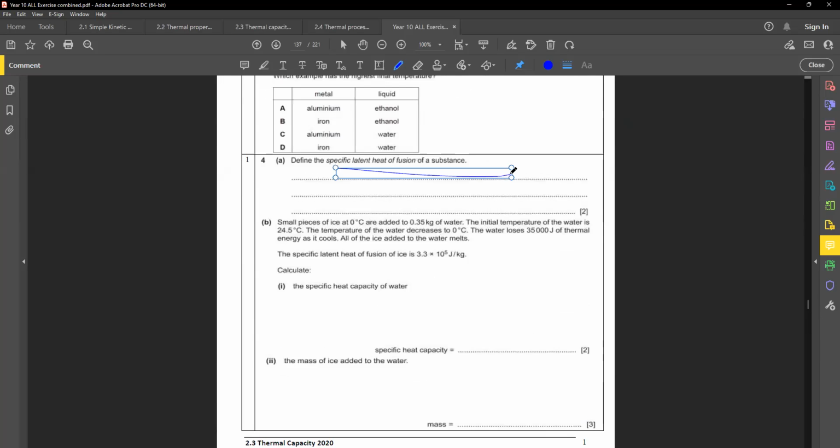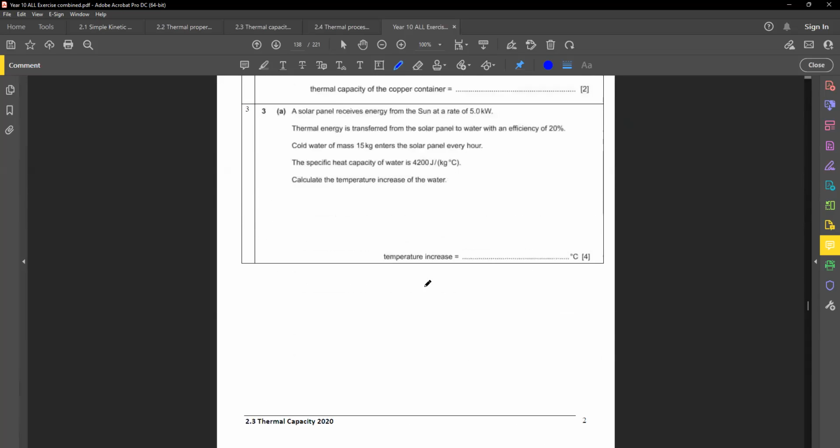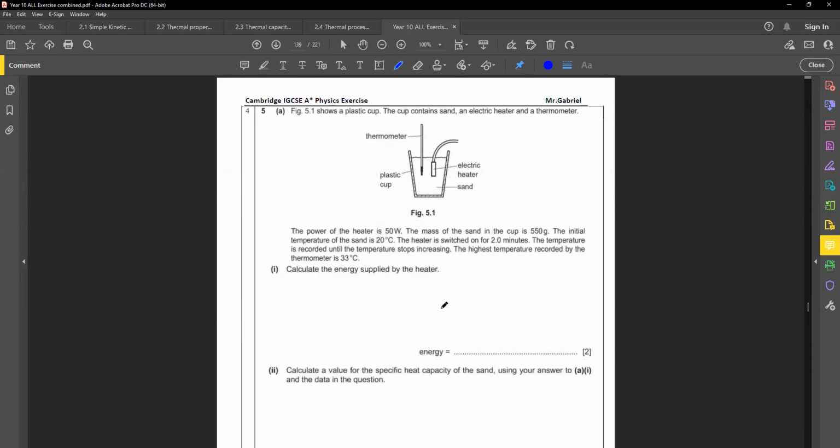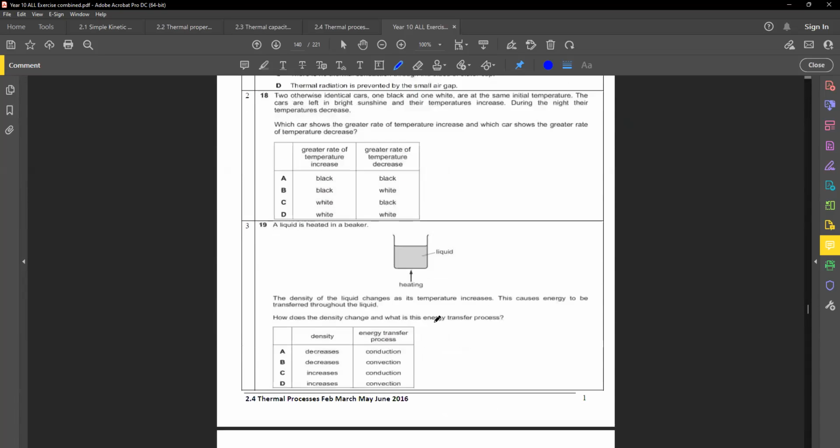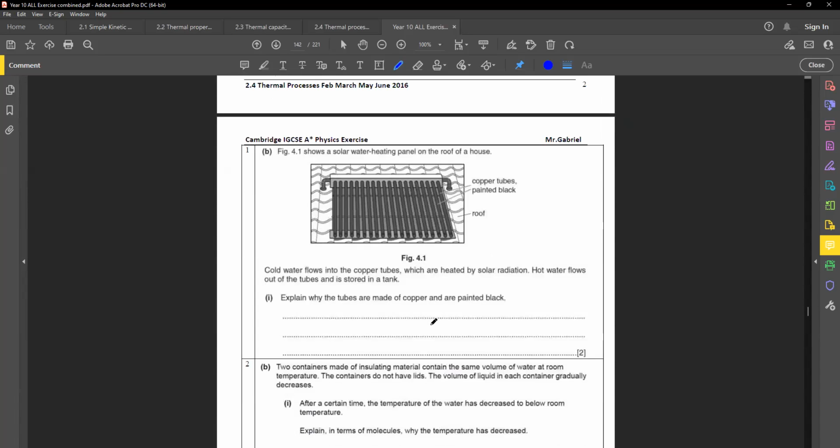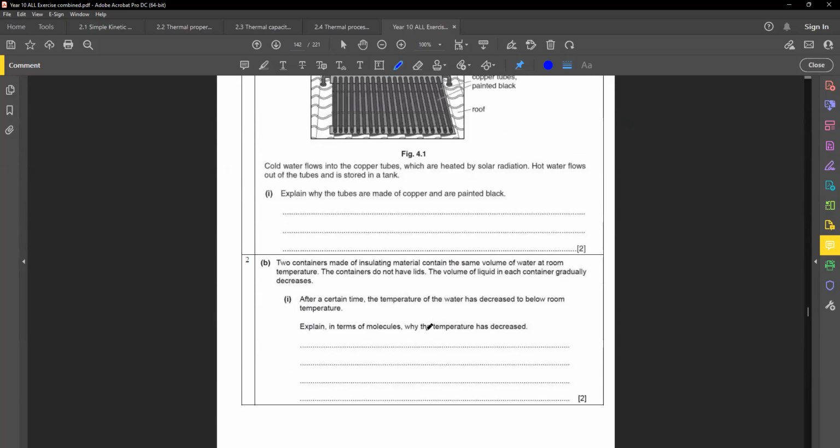Yeah, I see all this, define specific latent heat of fusion, 2 marks here. Don't need to explain this. I think you guys can do it yourself. Let me find one of the realistic questions.